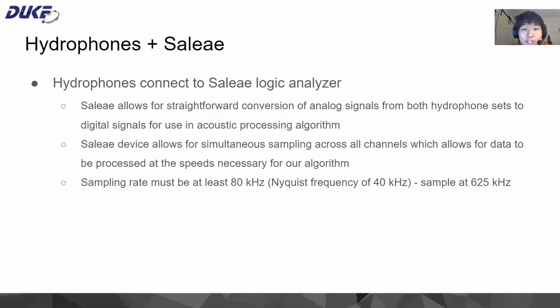Closely intertwined with our hydrophone sensors is our Salia device, which is a logic analyzer that simplifies the process of converting the analog signals from our hydrophones into digital signals that our algorithm can analyze. However, what sets apart our Salia and hydrophone setup from other systems is the Salia's capability to sample signals across 8 channels simultaneously. This allows us to sample all of our hydrophones in parallel.